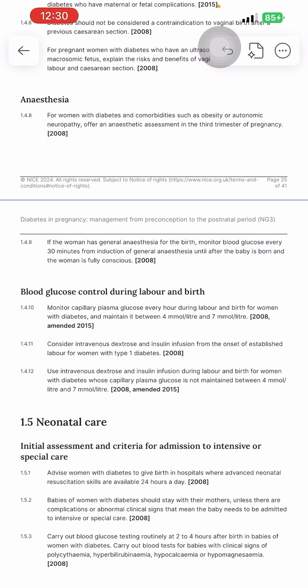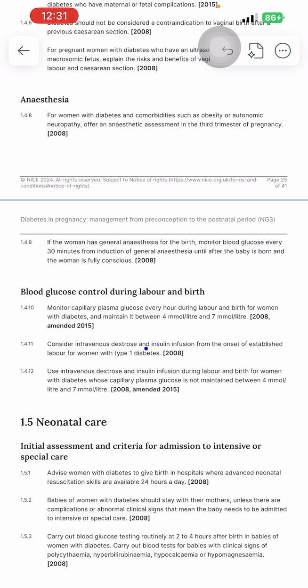If you opt for cesarean section for the patient because you thought that this is a better option, you have to mention that during cesarean section we have to monitor her glucose level every 30 minutes, and the aim of her blood glucose level should be 4 to 7 millimole. During labor we have to check her blood glucose level hourly, aiming for 4 to 7 millimole.